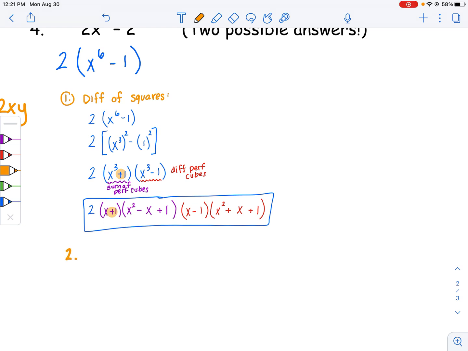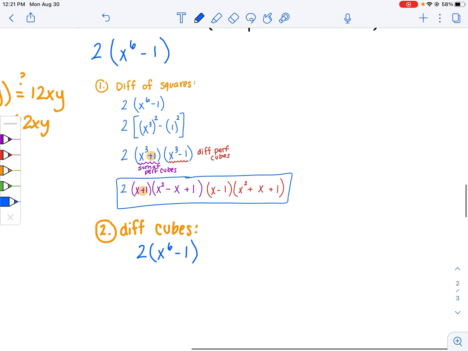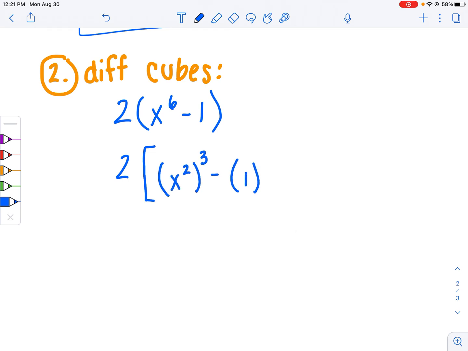What if we instead, option 2, we looked at it being difference of cubes first? So we're taking our original problem from up top. All right, nothing changed there, just GCF. And now difference of cubes. So I'm going to rewrite this to look like difference of cubes, with my cubes.